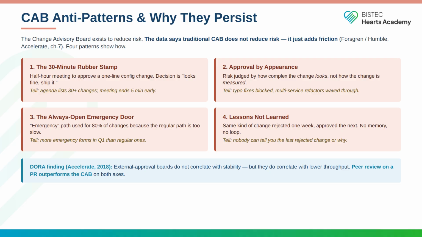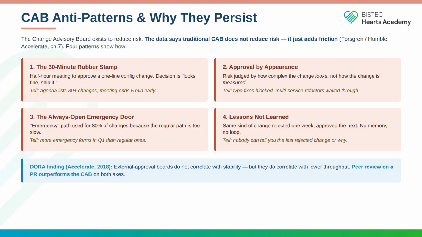Approval by appearance: risk judged by how complex the change looks, not how the change is measured. Typo fixes get blocked. Multi-service refactors get waved through. The tell: ask the room to name the last rejected change and its reason. Long silence is diagnostic. The always-open emergency door: the emergency path is used for 80% of changes because the regular path is too slow. The tell: more emergency forms filed in the first quarter than regular ones. At that point, the regular path is the special path and the emergency path is the default.